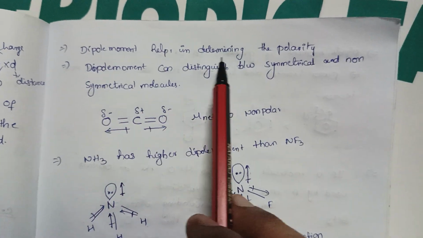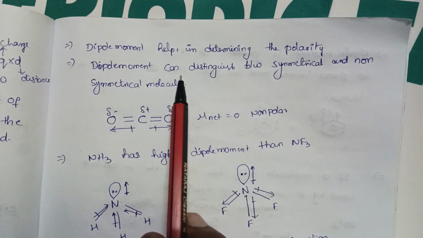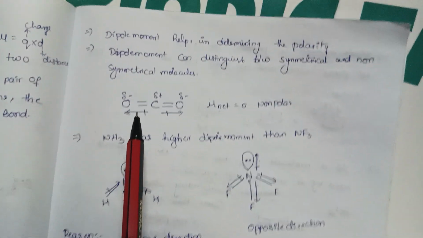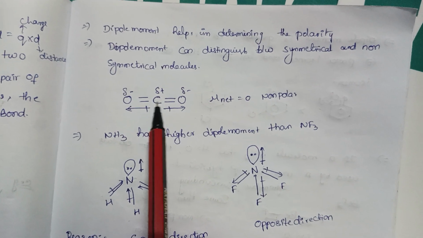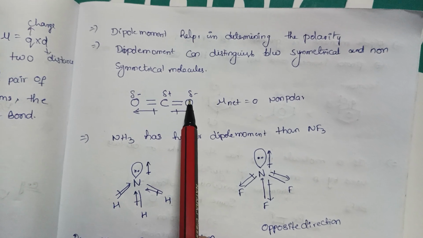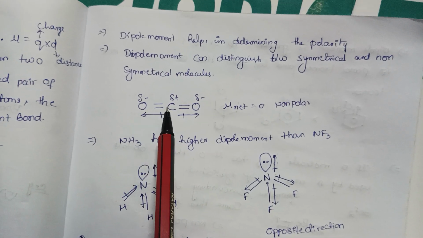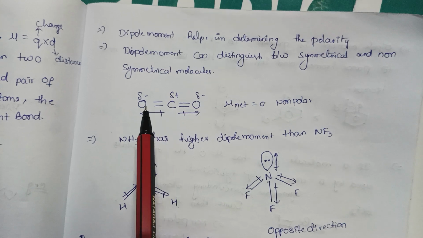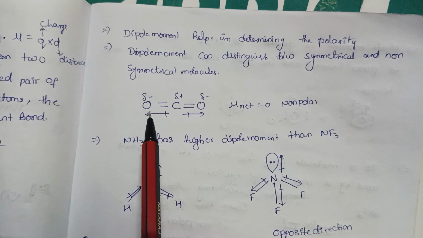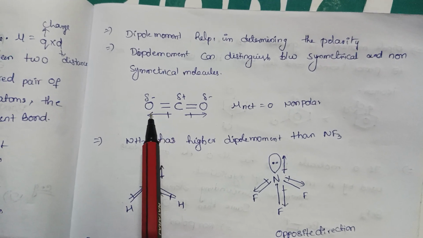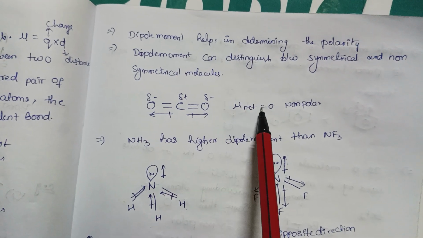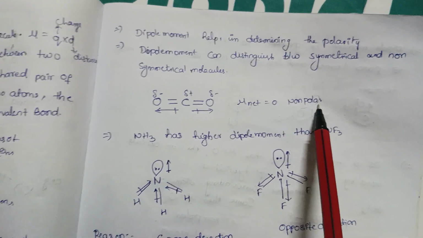Dipole moment helps in determining polarity. Dipole moment can distinguish between symmetrical and non-symmetrical molecules. If we take the CO2 molecule, carbon is less electronegative than oxygen. The crossed arrow is towards oxygen, as carbon has less and oxygen has more electronegativity. The crossed arrow indicates like this, from the less electronegative atom to the more electronegative atom. The net dipole moment is equal to 0. It is a non-polar molecule.